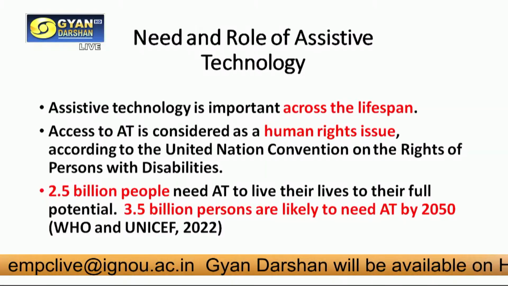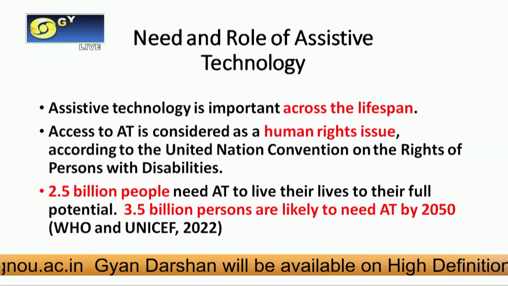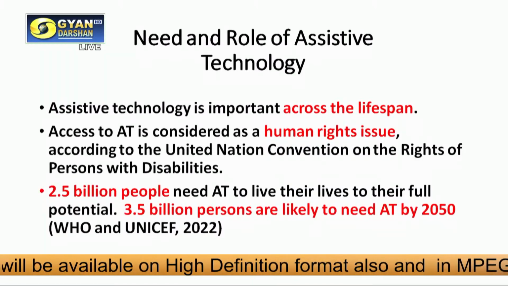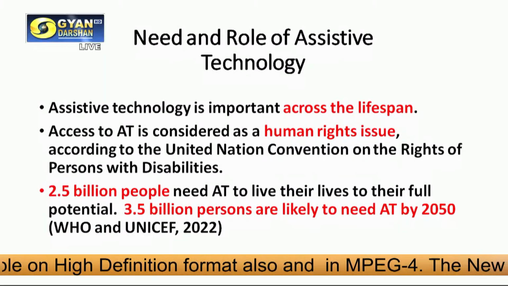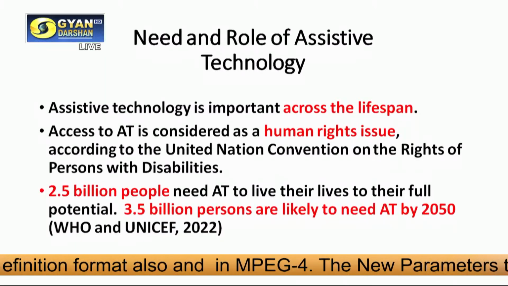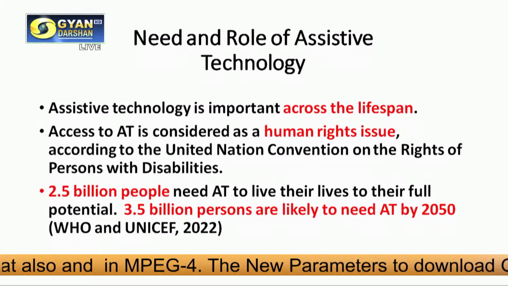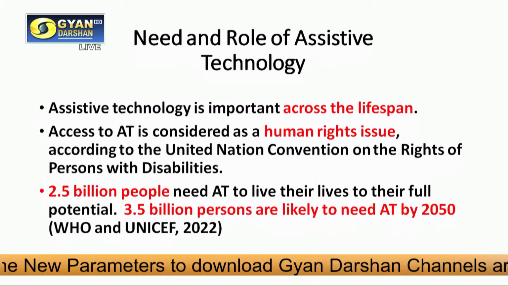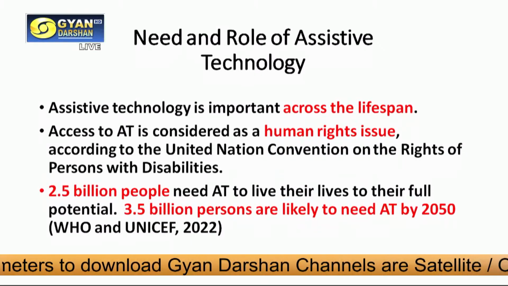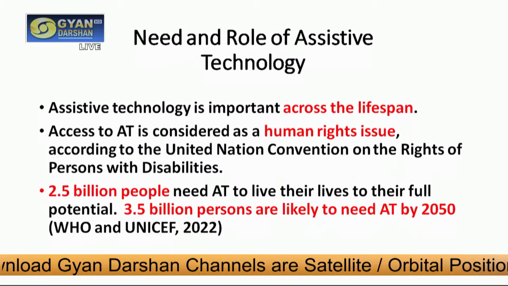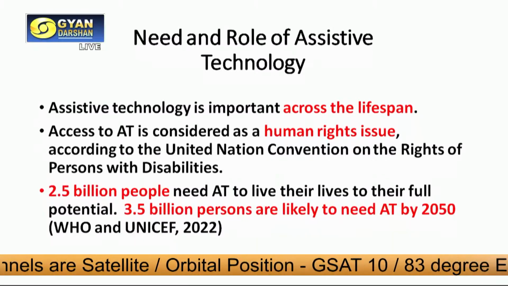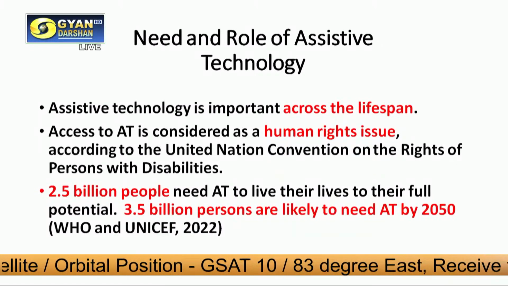Now, it's important to note that assistive technology is very important across the lifespan. So throughout an individual's life, assistive technology is of great importance and can really help to better the quality of lives of people with disabilities or people with other kinds of illnesses or various kinds of physical or mental conditions for which they need assistive devices or different kinds of support from technology.